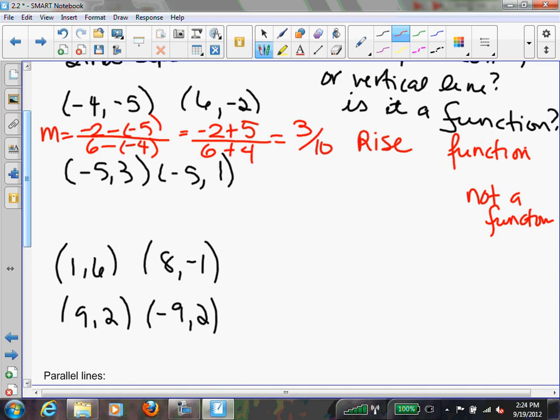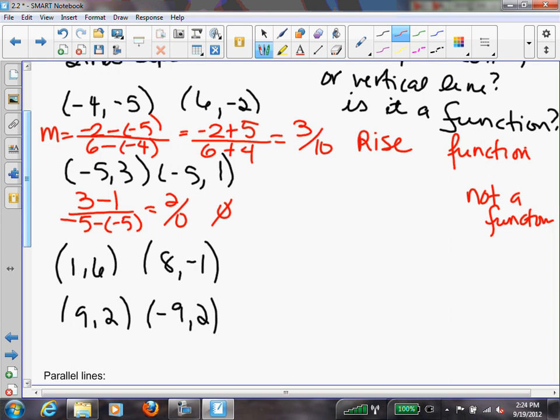Which one? 0 or undefined? Vertical. Undefined. Okay, up and down is not okay. And so we say, well, that's 3 minus 1 over negative 5 minus negative 5. That's 2 over 0, which is undefined.